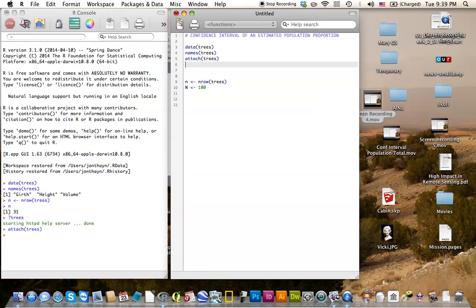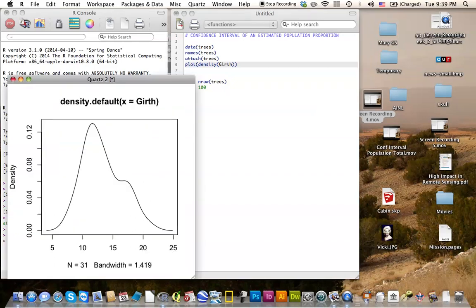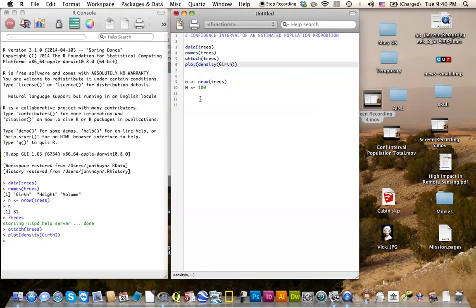So we can plot that just to start. We can take a look at the density of girth. And so 18 comes in right here. So all of these trees we can cut down, but anything above 18 we cannot. So here's what we need to do. First, we need to figure out what is our population proportion.